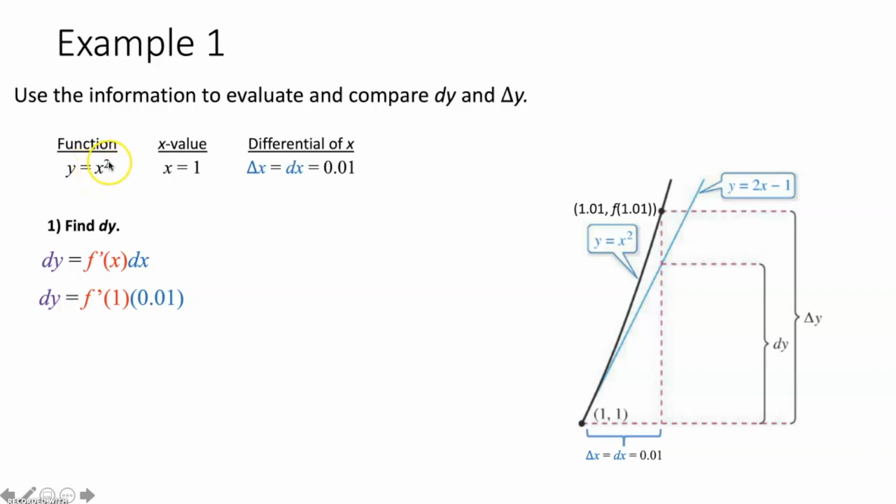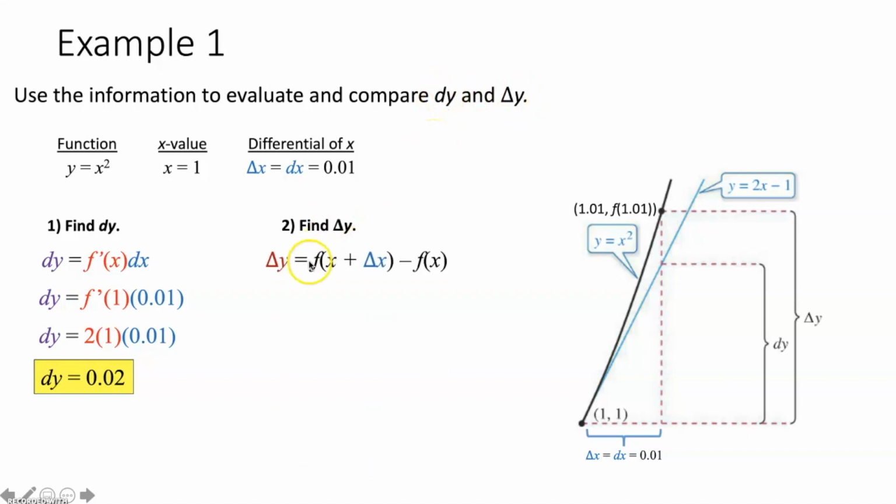So what's the derivative of x squared? That's 2x to the first power. Then we plug in 1, we get 2 times 1, which is 2. We multiply that by 0.01, and we get that dy is equal to 0.02. Now let's find delta y so we can compare how close delta y and dy actually are.